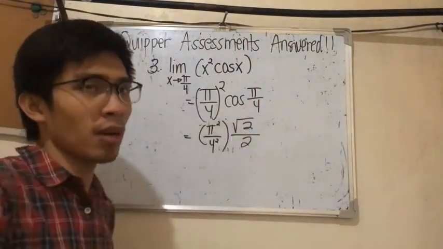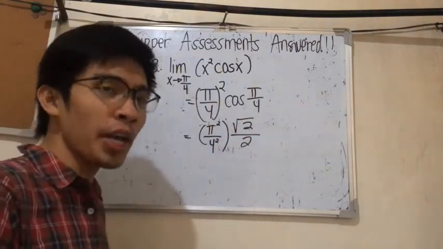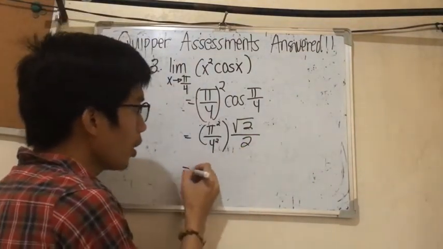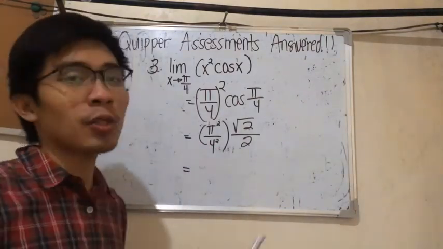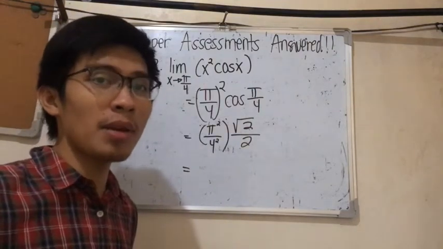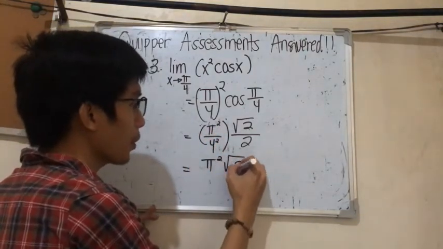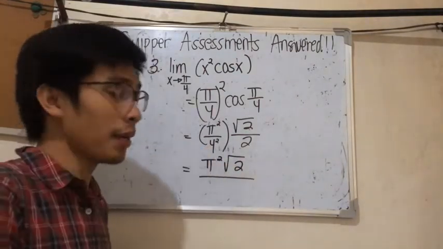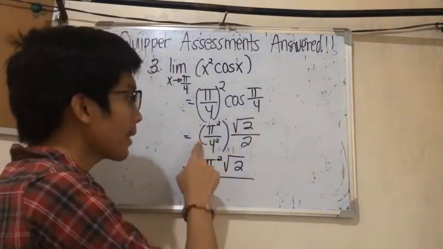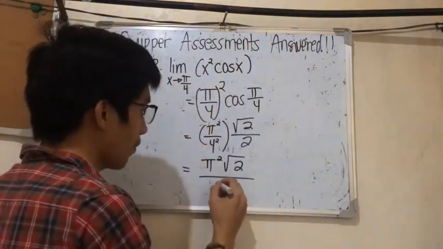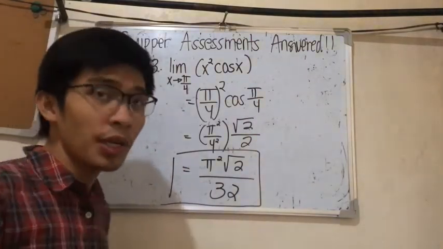After we find the exact value of cosine and simplify this one, let's try to simplify it here. We keep on simplifying for us to find the limit. So, very obvious, we have two fractions in a multiplication operation. What we did in that part is we simply multiplied numerator to numerator and denominator to denominator. So, pi squared times square root of 2, that is pi squared square root of 2, all over 4 squared here and we have 2. 4 squared is equivalent to 16, and 16 times 2, that is 32. Very good. In short, the limit of our function is pi squared square root of 2 all over 32.